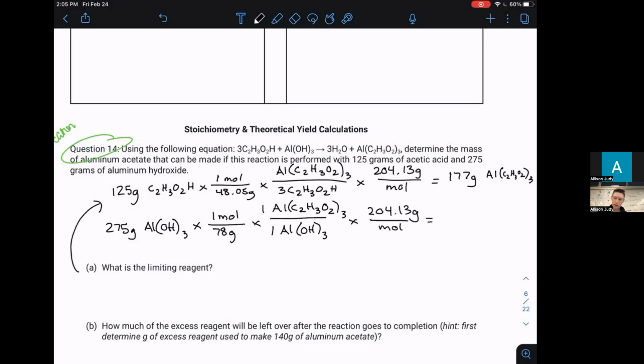And this gives us a grand total of 719 grams or 720 grams. We'll go 720 point to keep sig figs of this. I guess I'll do quotation marks. So the limiting reagent is going to be acetic acid.